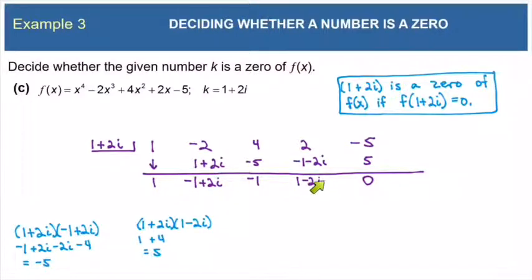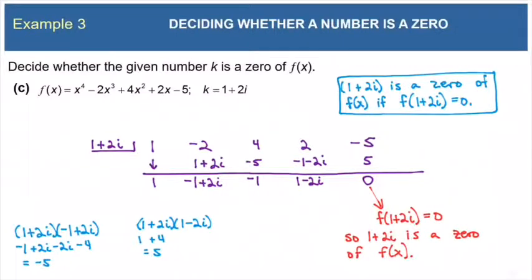Okay, so here's our quotient, but we don't really care about the quotient. All we care about is the remainder. So what we just found out is that f of 1 plus 2i is equal to 0, and that means that yes, 1 plus 2i is a 0 of that function.